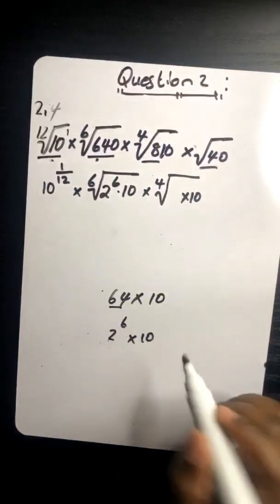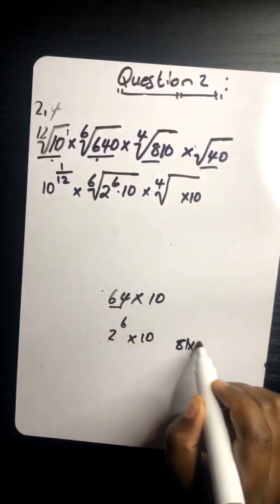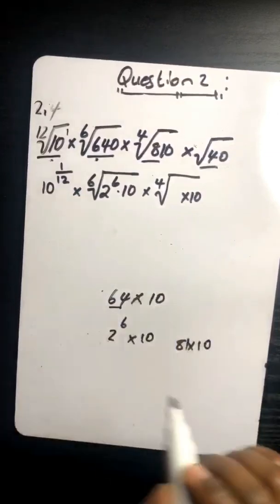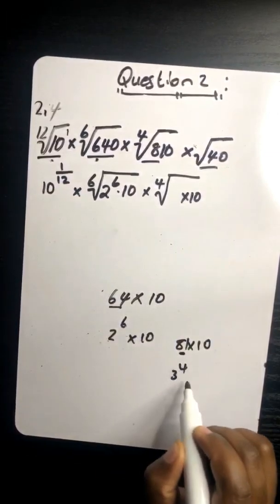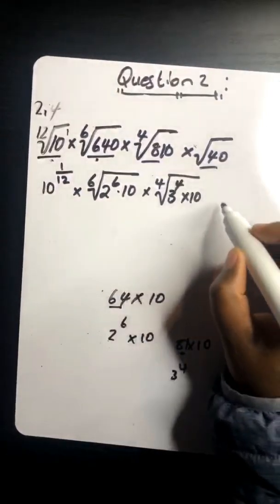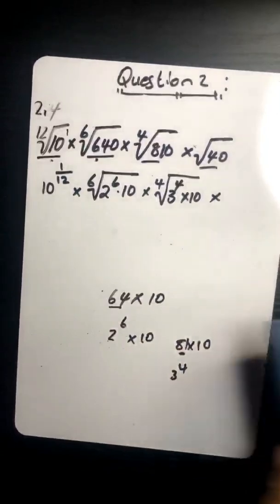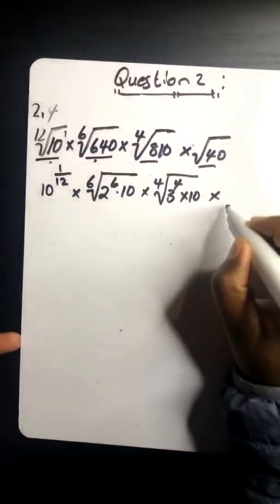81 times 10 is equal to 810. And we know 81 is equal to 3 to the exponent 4. I'm not sure if you guys agree with me on that one. I'm just not sure. What about 40? What about 40?